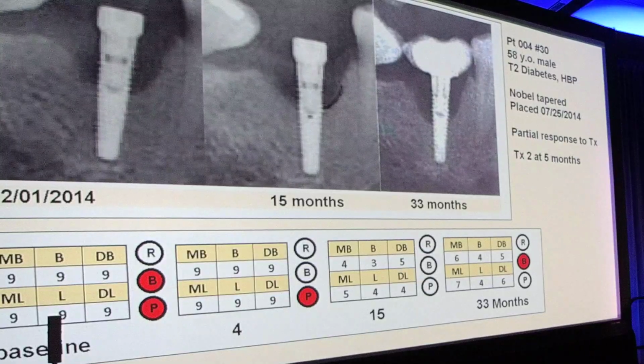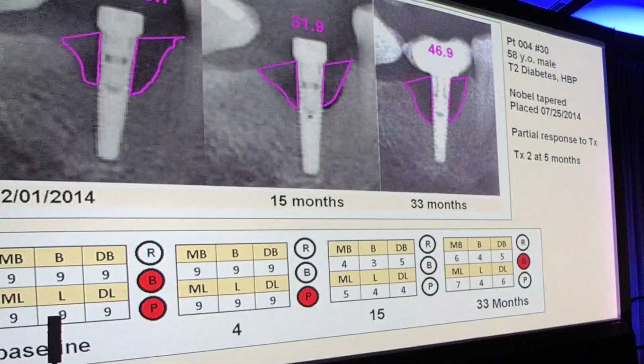There does seem to be a connection to a number of things. Number one, systemic illnesses, uncontrolled diabetes, older age, thin scalloped tissue biotypes, limited amounts of bone, implant walls close to the buccal plate. We're beginning to see a trend in those things.